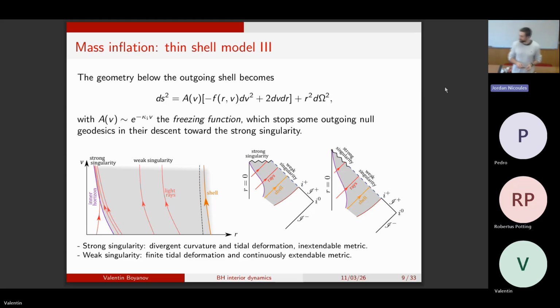Maybe I also have one question, but it's more about the weak singularity. What would happen, say, if an observer or a lecturer or something crosses that? It says the metric can be extended, but still there are some singularities in the curvature. So yeah, just to get a better physical feeling of what it would mean.